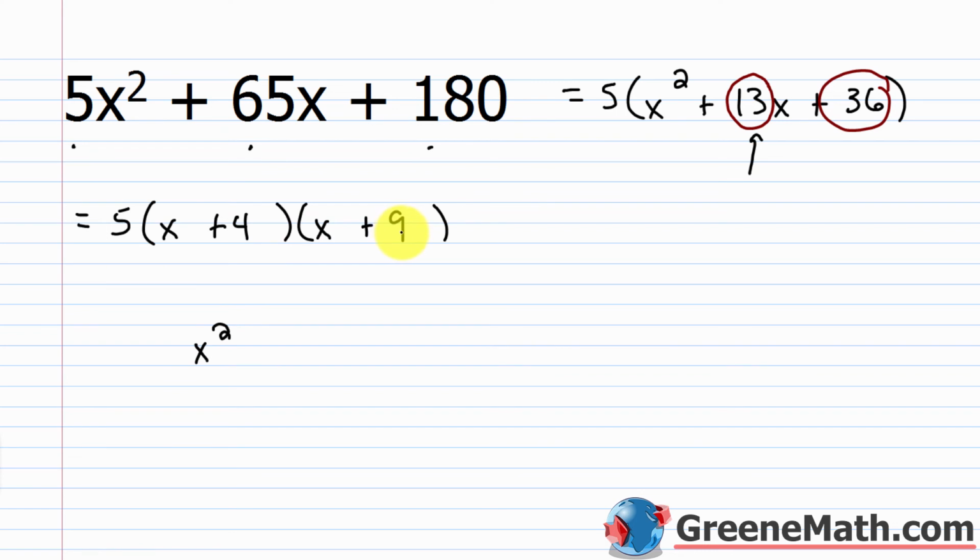X times 9 is plus 9x. 4 times x is plus 4x. 9x plus 4x would be plus 13x. And then 4 times 9 is plus 36. And then multiply that by 5, and you will get this back.